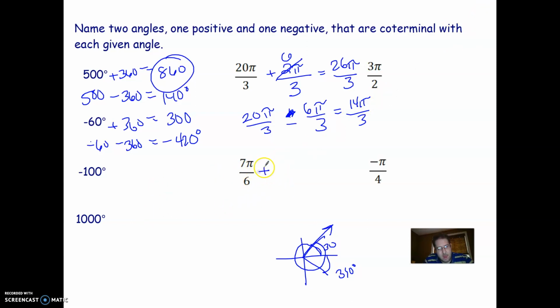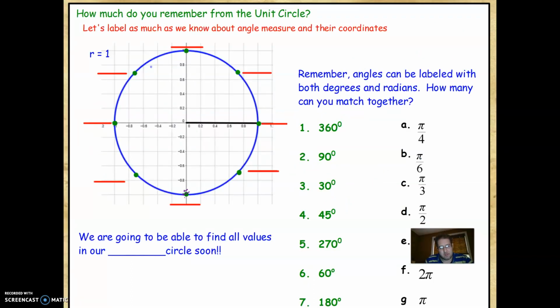So let's see. Add 2 pi over 6. This becomes a 12. Add them together, you get 19 pi over 6. Subtract 7 minus 12 gives you negative 5 pi over 6. That would be coterminal as well, but it's 360 degrees backwards, clockwise.